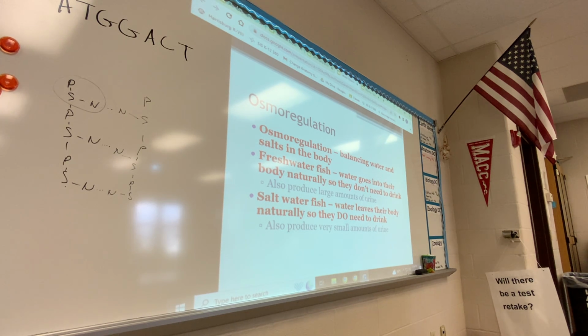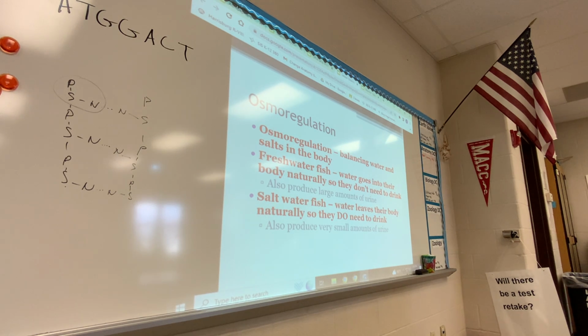So if a fish is in a salty environment, then water is going to be pulled out of that fish to go toward that salty environment. So a fish in a salty environment, water leaves their body naturally. So they do need to drink, to replenish the water that is being pulled out of them. They also aren't going to urinate very much because they are trying to conserve as much water as possible. So a saltwater fish that lives in one of your saltwater tanks, for instance, Luke, is not going to urinate very much and is going to drink more often because their body is naturally losing water at a regular rate.